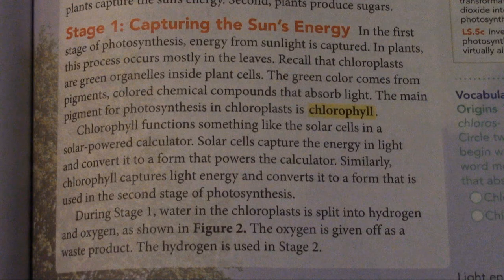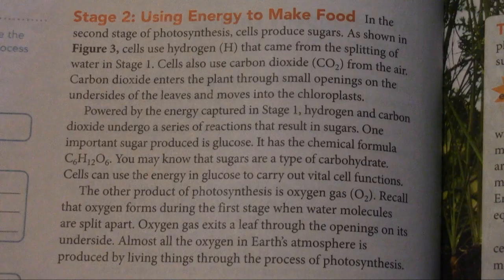During stage 1, water in the chloroplast is split into hydrogen and oxygen, as shown in Figure 2. The oxygen is given off as a waste product. The hydrogen is used in stage 2. Stage 2, using energy to make food. In the second stage of photosynthesis, cells produce sugars. As shown in Figure 3, cells use hydrogen that came from the splitting of water in stage 1. Cells also use carbon dioxide from the air.